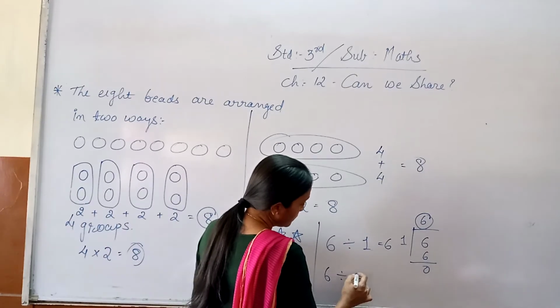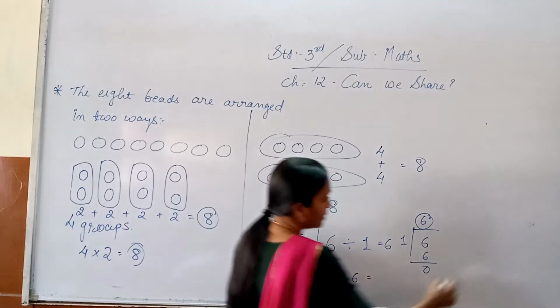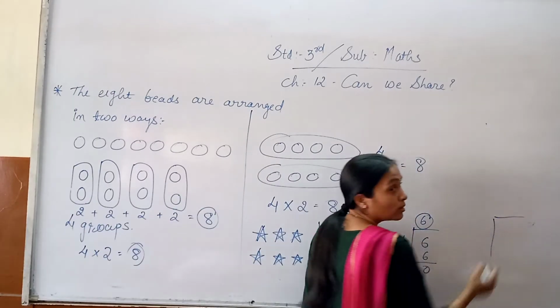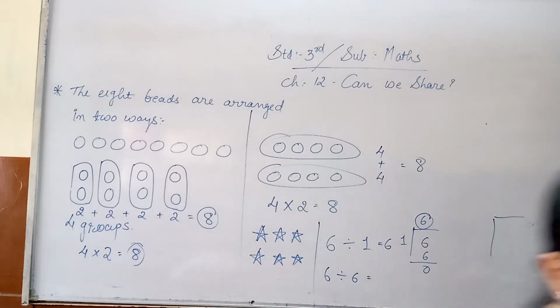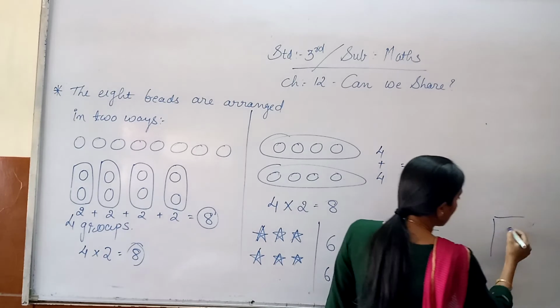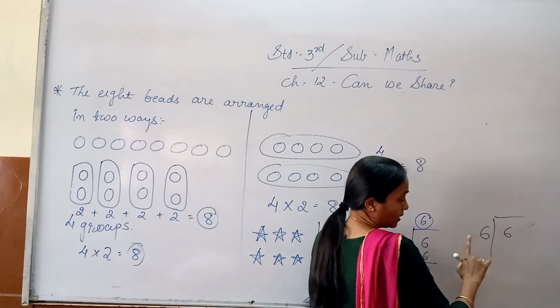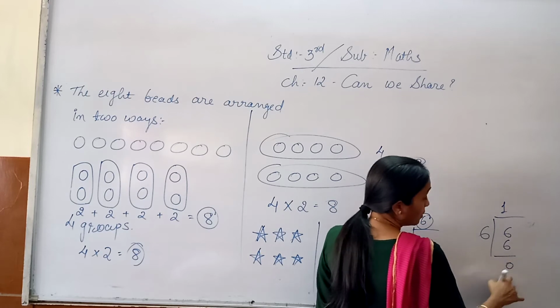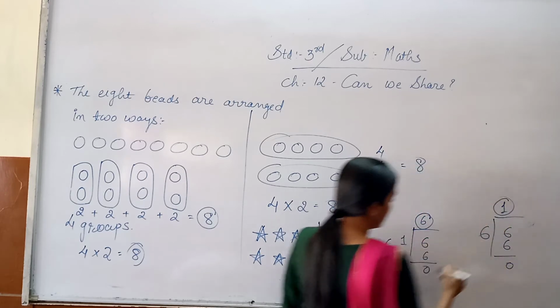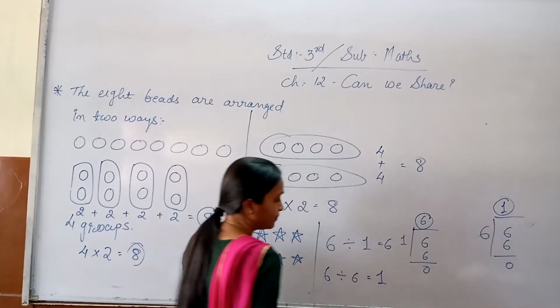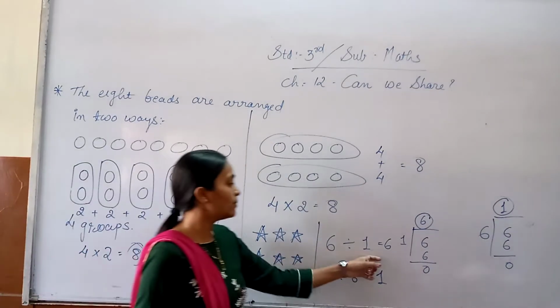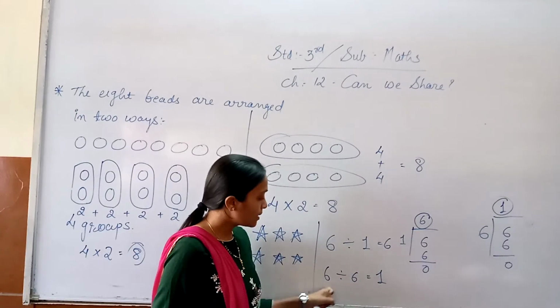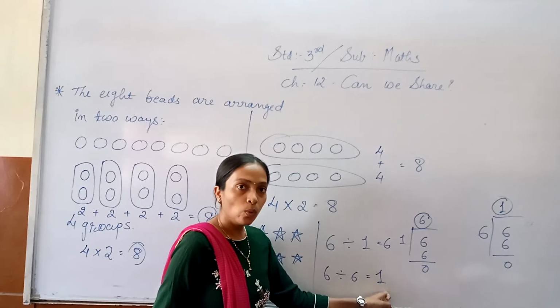6 divided by 6. You can see here, 6 divided by 6, divide 6 by 6 itself. 6 1s are 6. So the answer is 1. 6 divided by 1 equals 6. 6 divided by 6 equals 1.